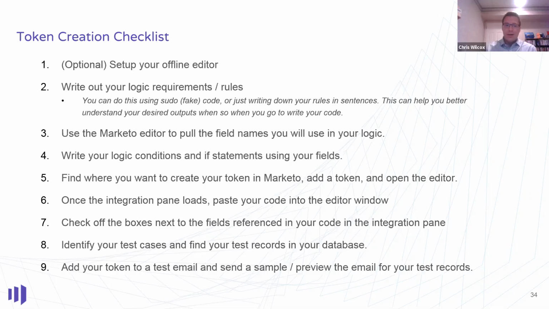Once you're done creating all your logic, once you figure out where it should be placed, which again, like I said, just be mindful that any folder or program underneath where you create a token will be able to access that token. So if it's a global token, you want it as high in the hierarchy of folders as you can. And if it's a local program token, probably put it in that program.